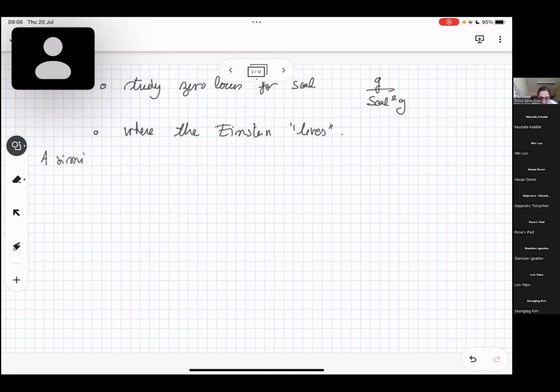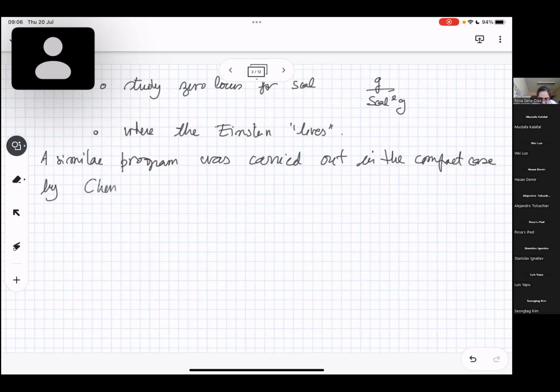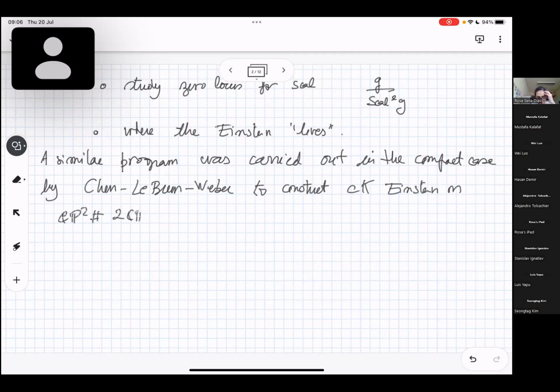Okay, so a similar program was carried out in the compact case by Chen, LeBrun, and Weber, who used it successfully to construct a conformally Kähler Einstein metric on the following space, CP2 blown up at one point, CP2 # \bar{CP2}.